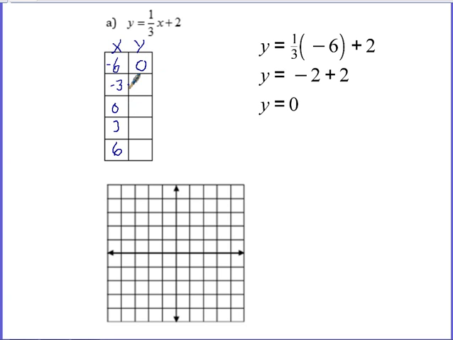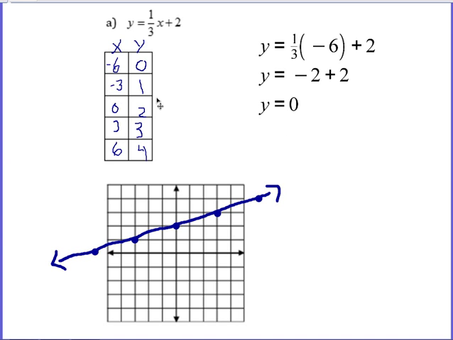Then we're going to do the same thing for all of these x values. So I'm going to take negative 3 and plug it in for x, 0 and plug it in for x. So just like we did here, but with these numbers in place of x. So why don't you pause now and go ahead and do these next 4 numbers on your own.